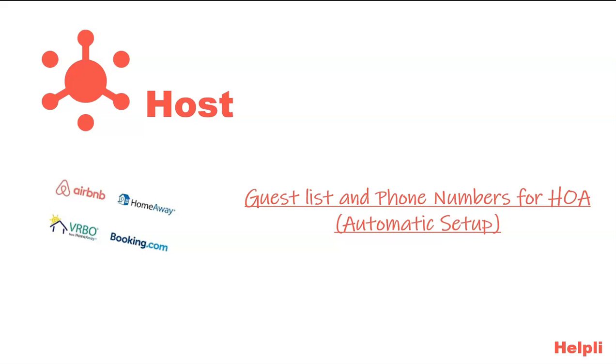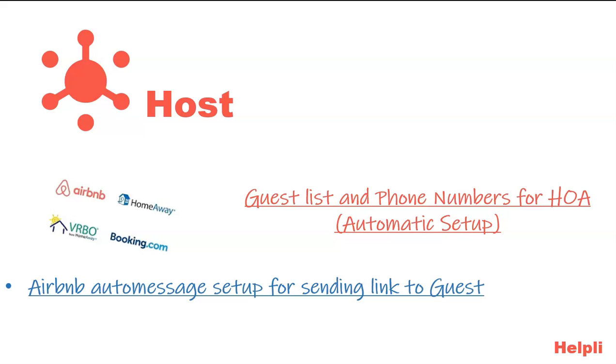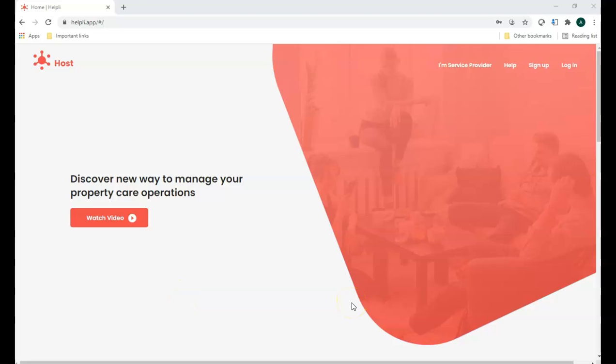To get this information right in time in front of the HOA, it is the host's responsibility, and the host has to do a lot of legwork to collect the information, fill out a form, and give it to the HOA. Today we're going to learn what setup needs to be done in Helpli and how we can set it up, and what needs to be done in a short-term rental portal like Airbnb so that this automation can work very well. Let's start. We are at the Helpli portal.